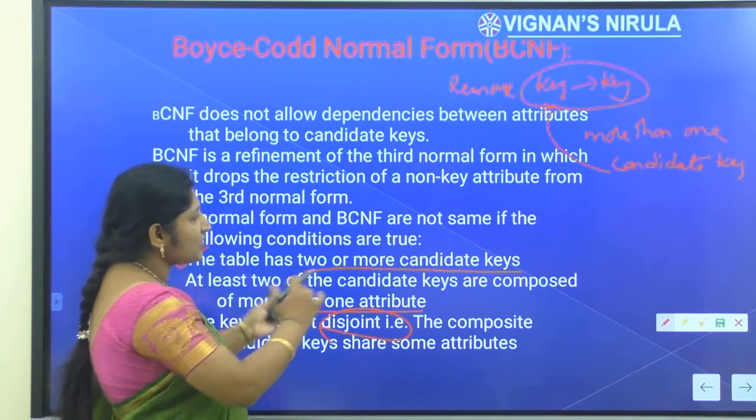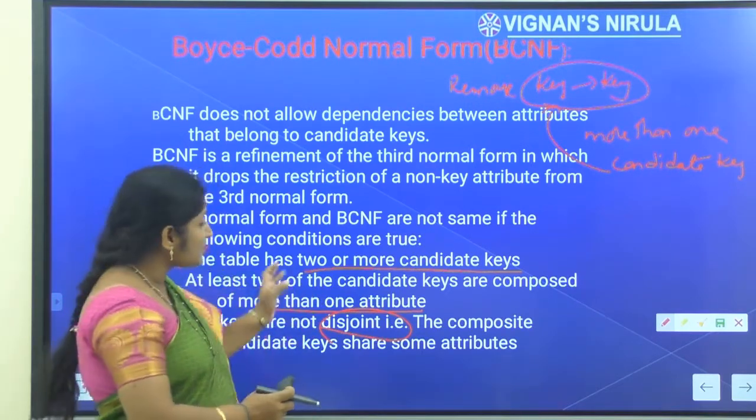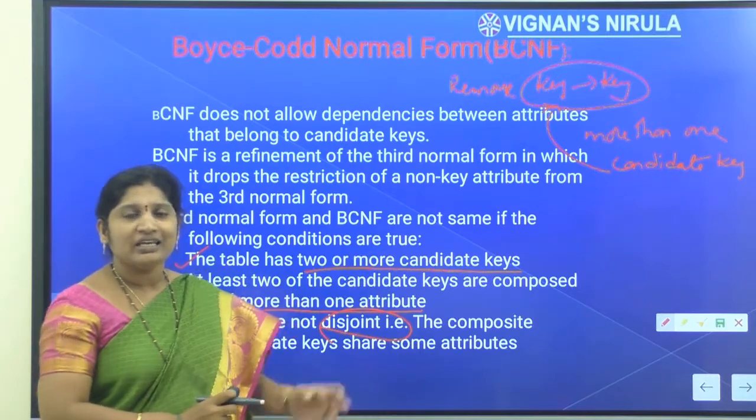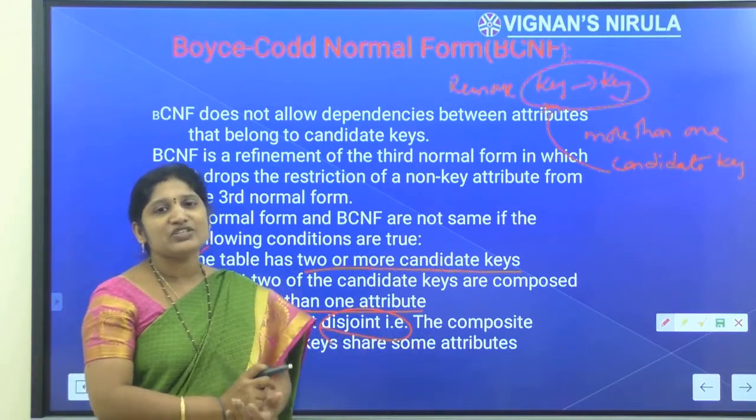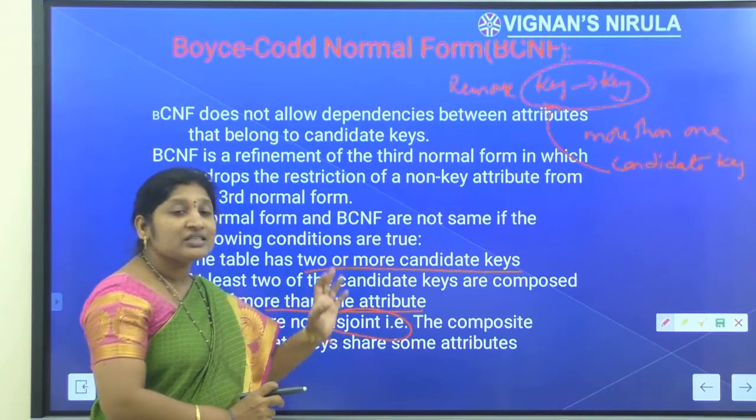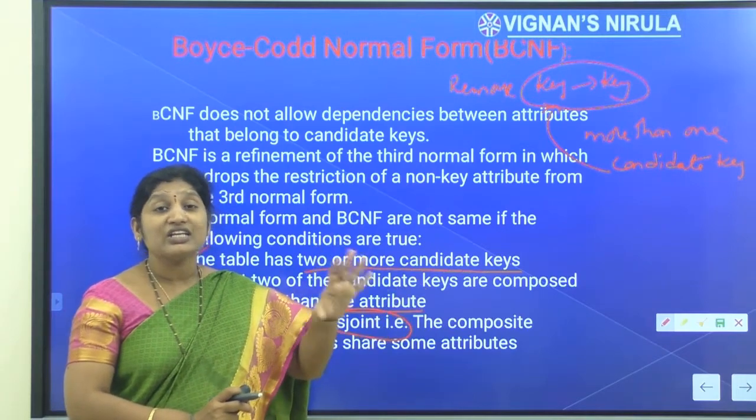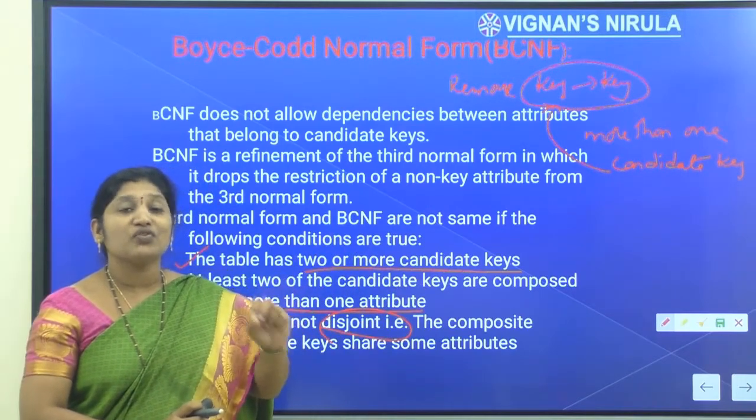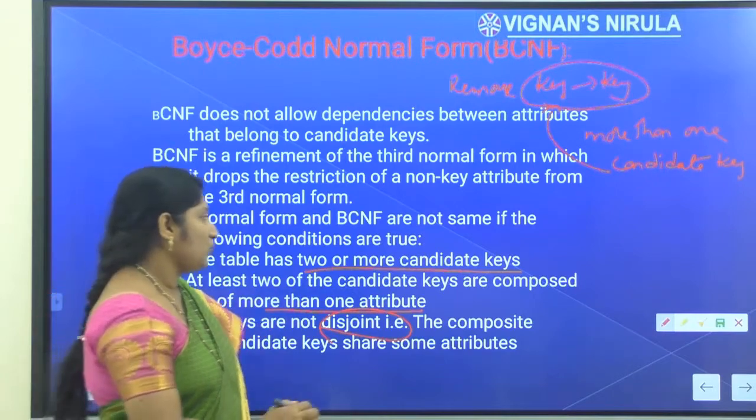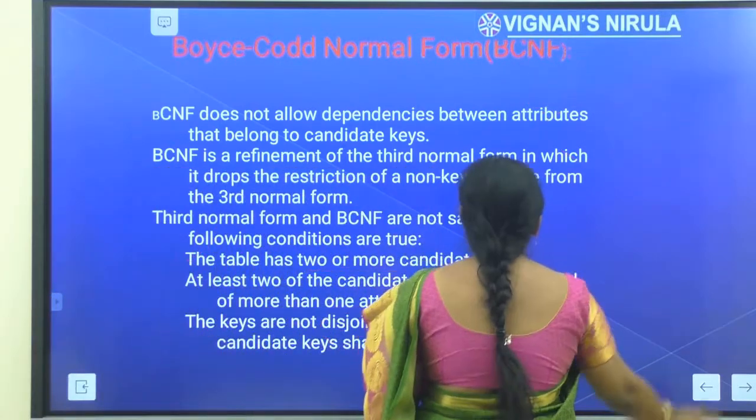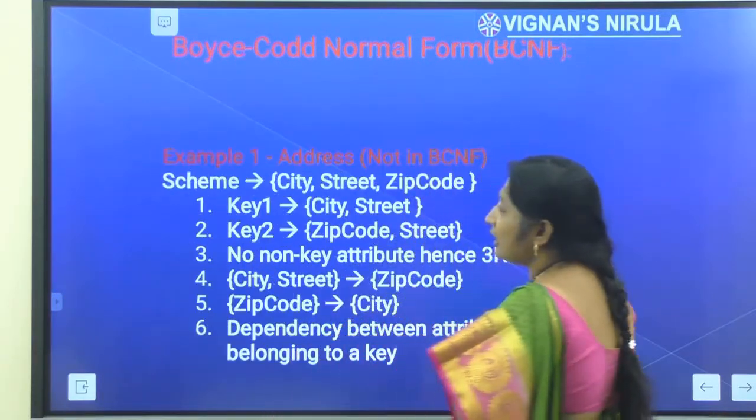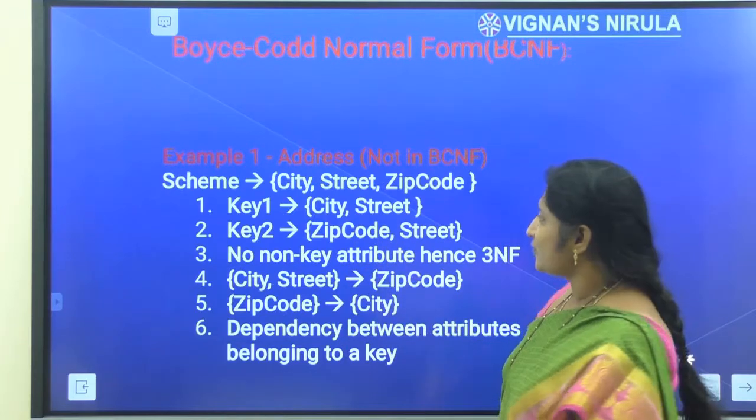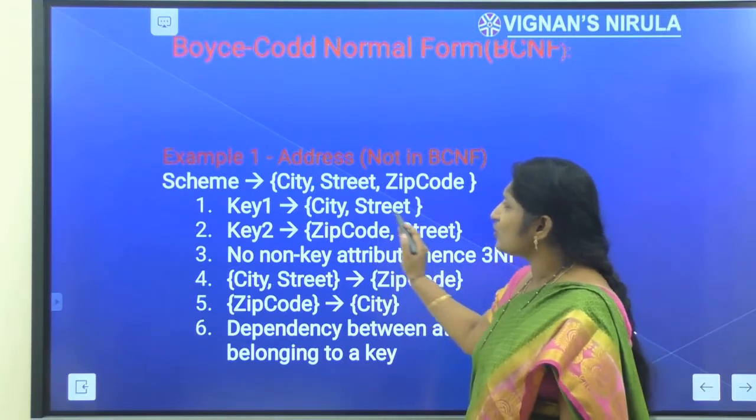So BCNF is applicable if your table consists of more than one candidate key, the candidate keys are disjoint, and at least two of the candidate keys consist of more than one attribute. Now we'll see with an example what is the meaning of that and how to convert that into BCNF. So see, this is your table.